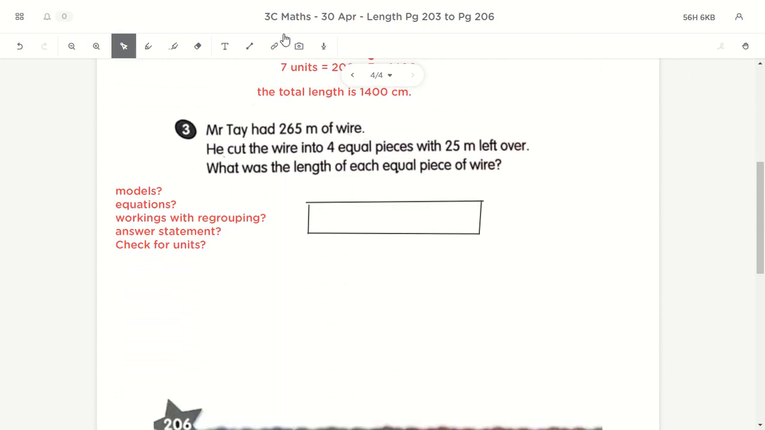Okay, last question. Satay had 265 meters of wire, so this 265 is the total. He cut it into 4 equal pieces, and then you have this much left over, and this is the important part. What is the length of one wire? So basically they want you to find how much one wire is.